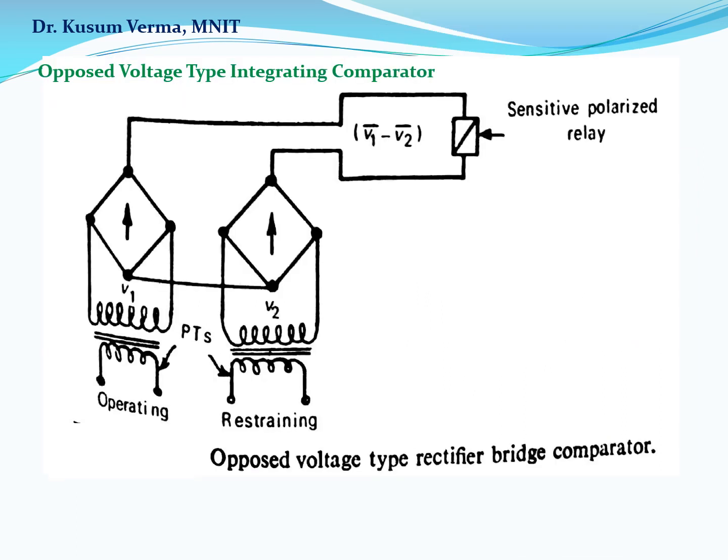The other type of integrating comparator is the opposed voltage type amplitude comparator, as shown in the figure. It works with the voltage input signals derived from the PTs. The operation depends on the average of the difference of the rectified voltages V1 and V2, and if this difference is positive, then the relay operates.